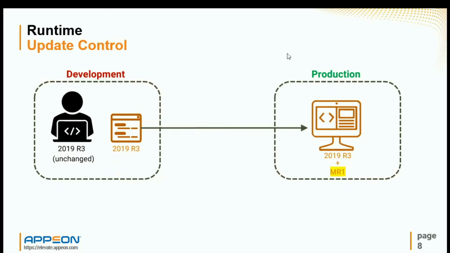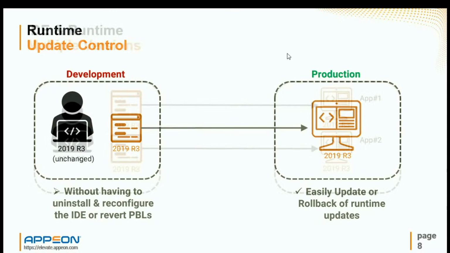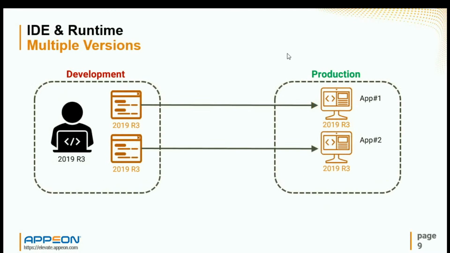And again, if something goes wrong with the runtime, we can remove it here from the development environment and then just percolate that change over to production. Everything's rolled back without again uninstalling and reinstalling the complete PowerBuilder IDE maintenance release. So that gives us easy updates and rollbacks of runtime updates without having to completely uninstall, reconfigure, and reload the PowerBuilder IDE. What happens if you have multiple versions?